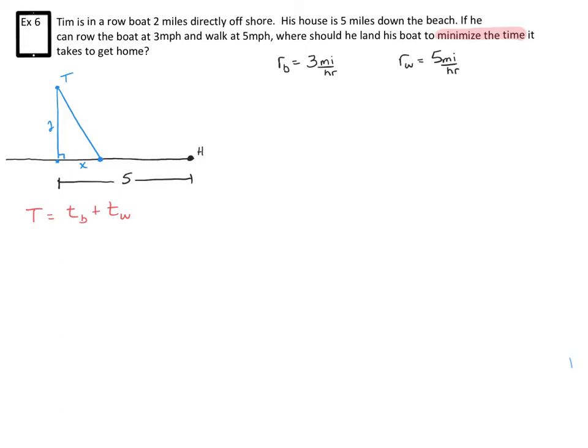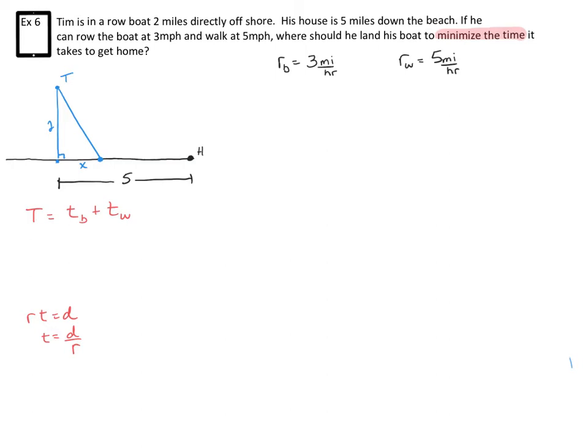So how are we going to come up with those times? Well, you need to remember that rate times time is equal to distance. That's an old famous math formula. Rate times time equals distance. And time then would be distance divided by rate. So in order for me to come up with a time equation, I'm going to have to take the distance divided by the rate. Well, we were given the rates right here, but we don't know the times. And we don't really know the distances, although we know that this is 5 miles here, but we need to know the distance that he's going to travel in the boat and the distance he's going to travel in walking.